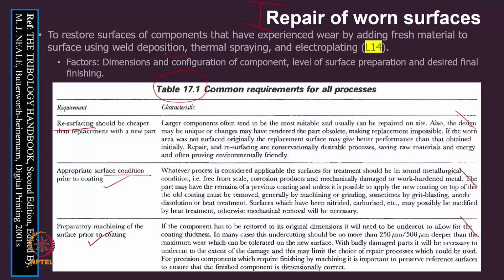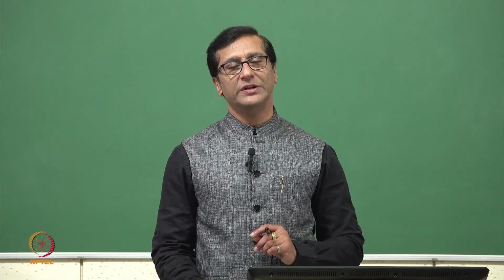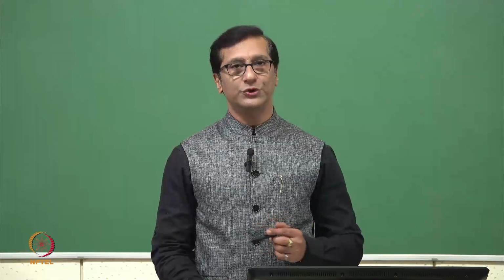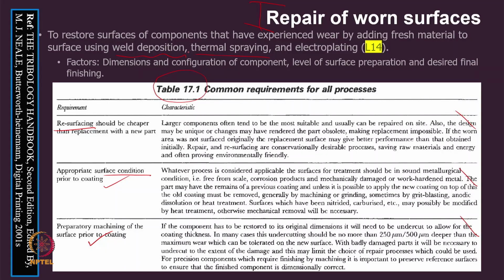Weld deposition is one of the well-known methods, where even after the removal of 1 mm, a 1 mm to 3 mm deposition is possible. It can be in powder form, or it can be thermal spraying, or it can be electroplating. Electroplating will be discussed in lecture 14, which will be the kind of coating for us.